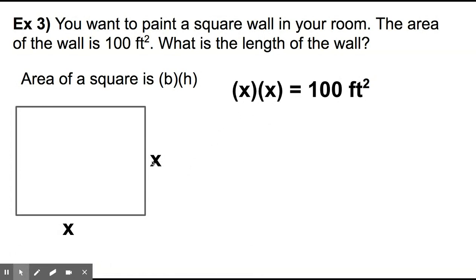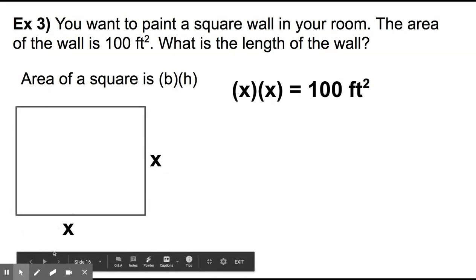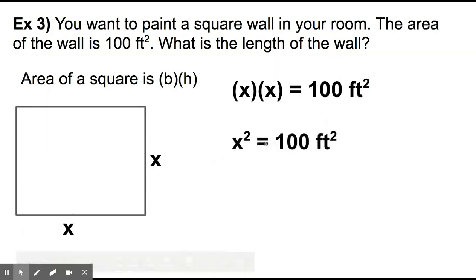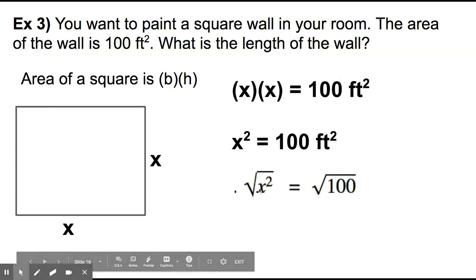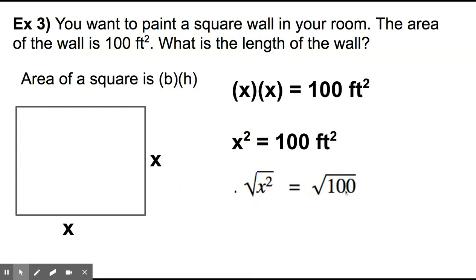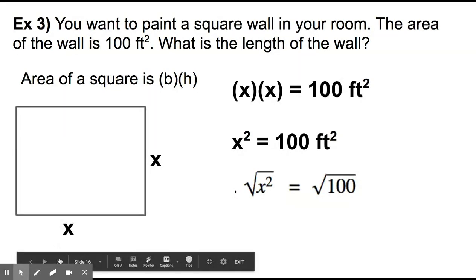X times x is just x squared. So x squared is equal to 100 feet squared. And if we want to isolate that x, we would just go ahead and take the square root of both sides. So if I take the square root of x squared and the square root of 100, I am left with x is equal to plus or minus 10.